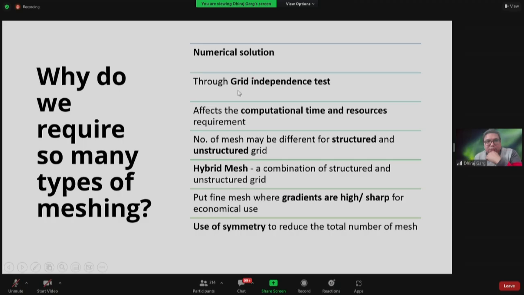Okay, now the thing is you cannot avoid the grid independence test to get a correct answer. If somebody thinks that I want to reduce the computational time and resources, so let me do it at a lower grid, it won't help. There are better, more intelligent ways to achieve it at a lower cost.